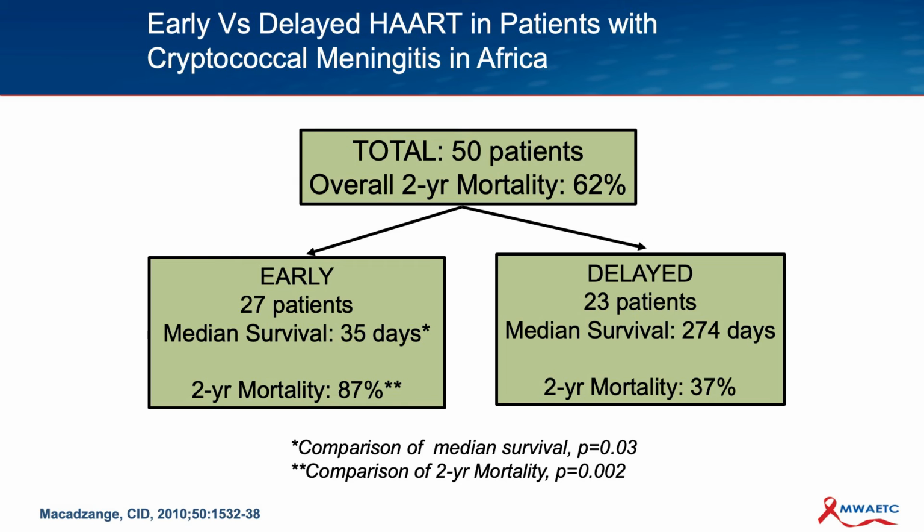There were 50 patients, and the overall mortality was 62%, but in the patients randomized to the early arm, the median survival time was 35 days, and the 2-year mortality was 87%. And compare that to the patients in the delayed arm. Remember, the delayed arm was 2 months of fluconazole before going on to antiretroviral therapy. Their survival was almost a year, and the 2-year mortality was only 37%.